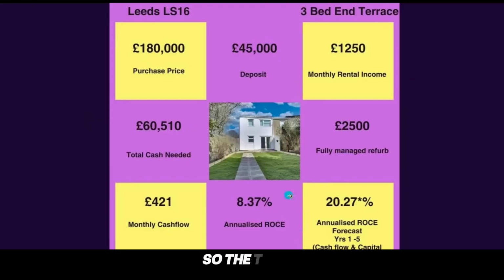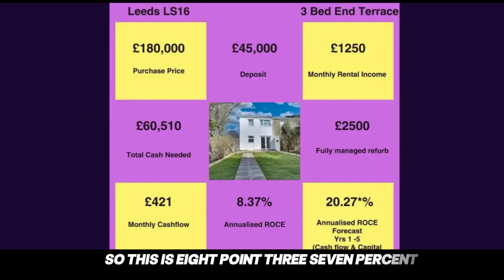So the ROCE. A lot of people use the term ROI, which is return on investment, but I prefer to call it ROCE. In this case, this is a return on capital employed. So this is 8.37%, which is pretty much the average for Yorkshire.